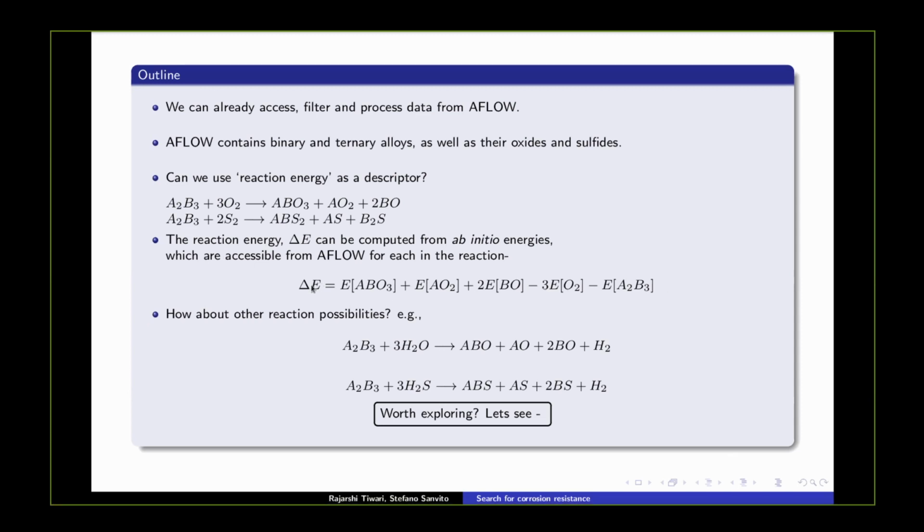So delta E is the energy of ABO3 plus AO2 plus 2 times BO, minus 3 times the energy of O2, and minus the binary compound.